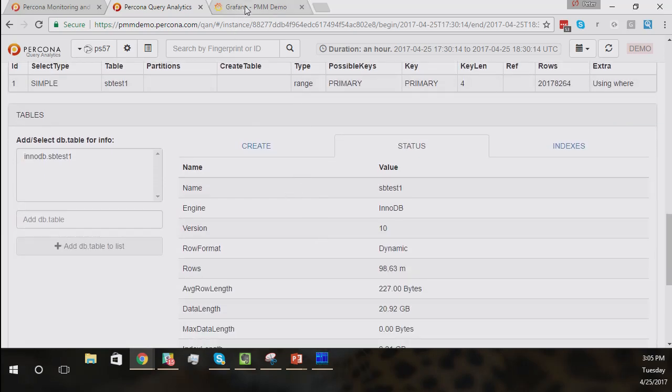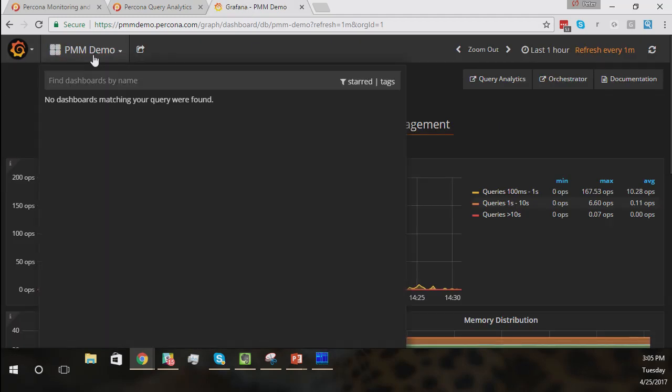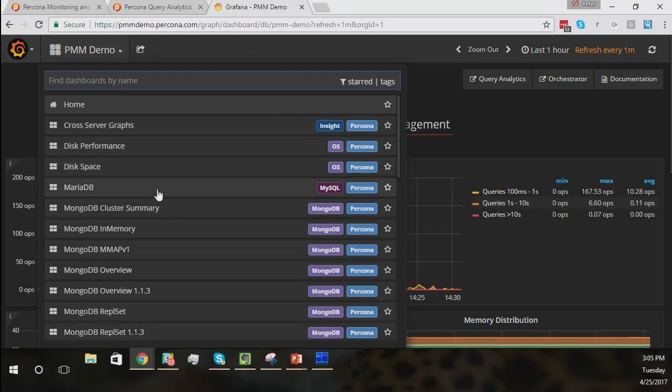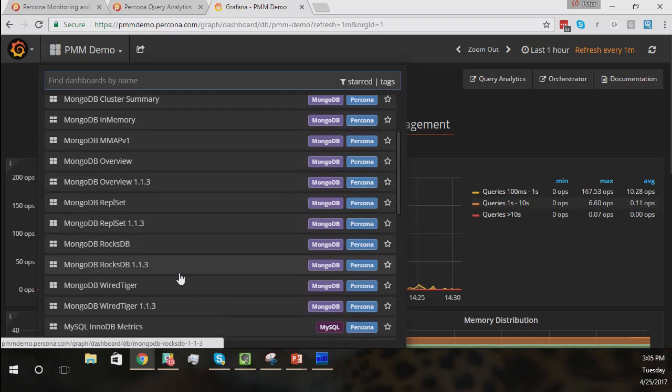Okay, so now let's do some Grafana things. What is interesting?